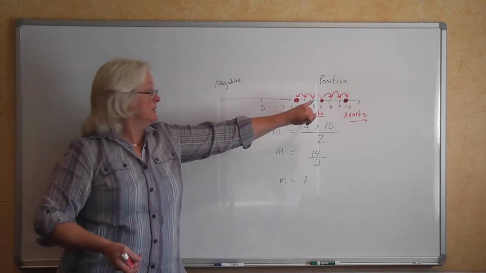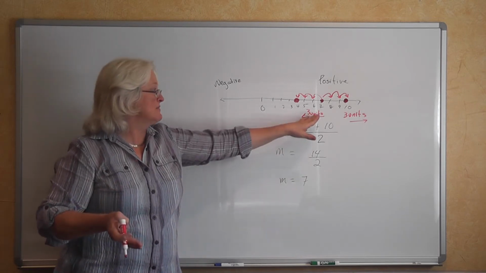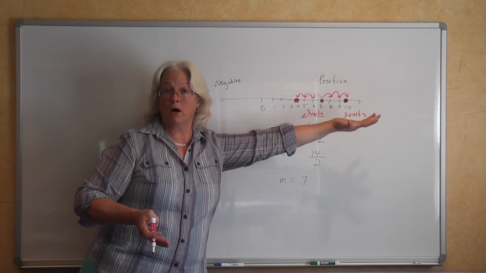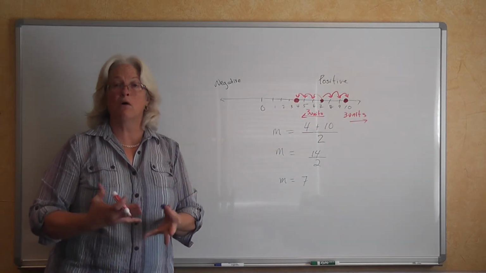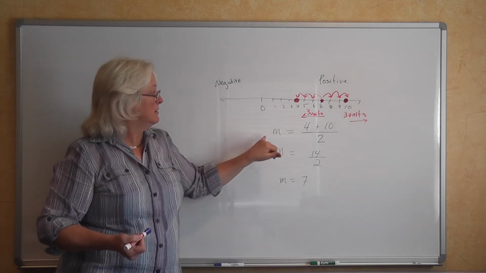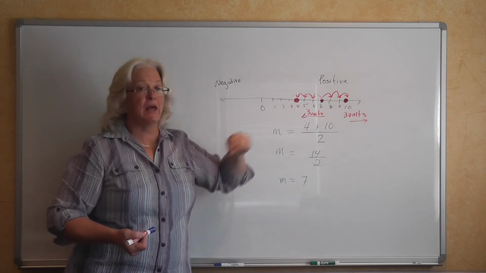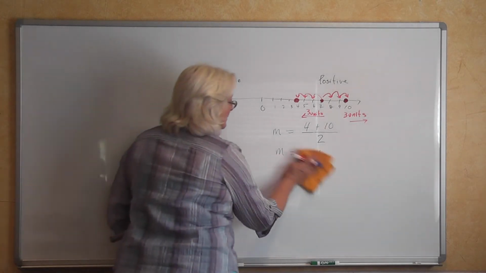So 7 is the midpoint of that line segment because it's balanced. You have the same distance to the end, both going in the positive direction and going in the negative direction. So that's all that they're asking you, is what's the midpoint of a line segment that begins at 4 and ends at 10.